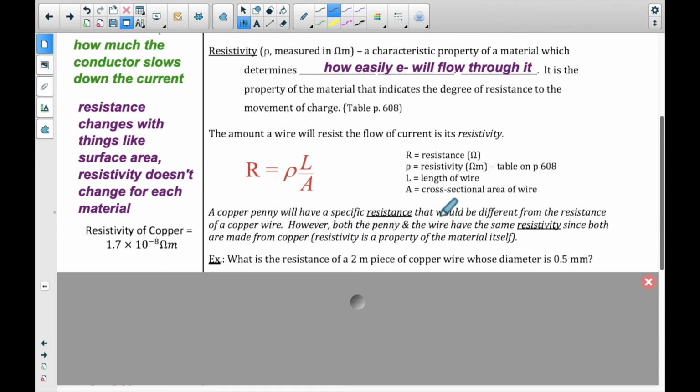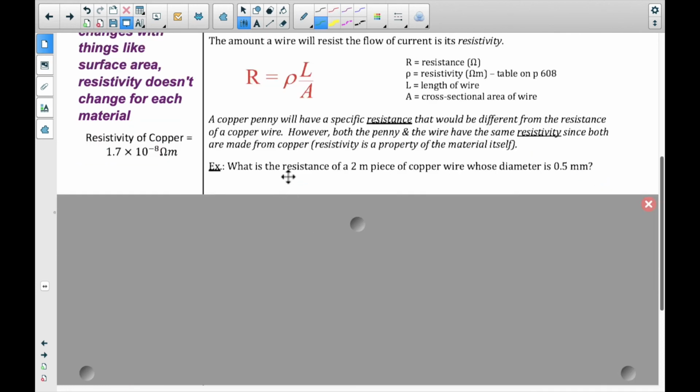So that's going to change the overall resistance of the setup. Okay, this first question here, I don't have a ton of space, but we are going to use this formula and we're going to use this information in that formula. So the question is, what is the resistance? So we are solving for R.